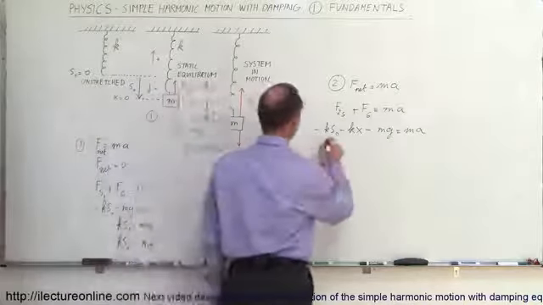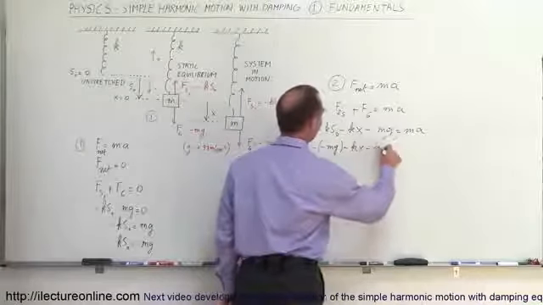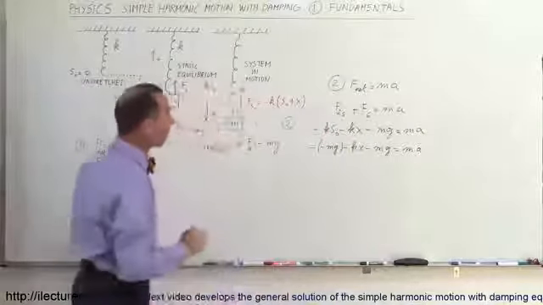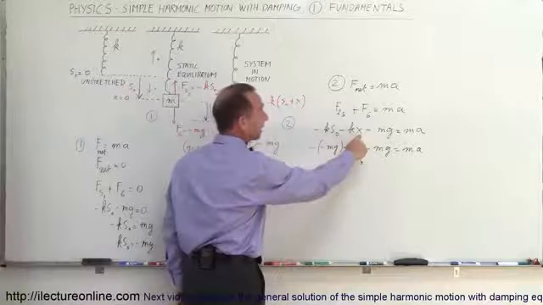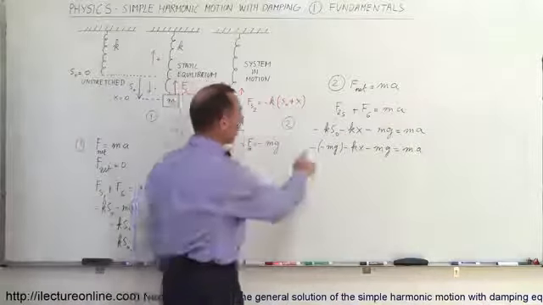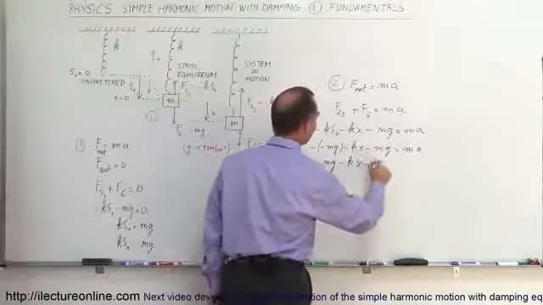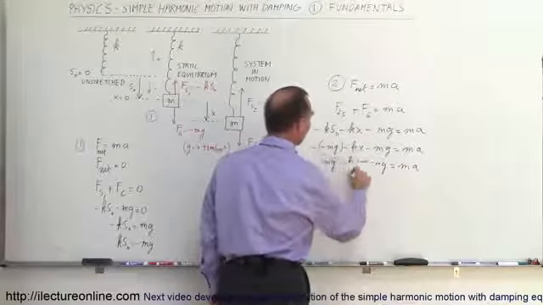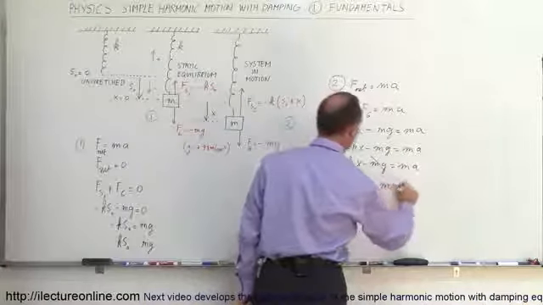So this becomes minus mg minus kx minus mg equals ma. And again, just to make sure we have the signs correct, notice that when x is negative, this becomes a positive quantity. So again, keep that in mind. So we have mg minus kx minus mg equals ma. And notice that the mg's cancel out, and so we're left with minus kx equals ma.